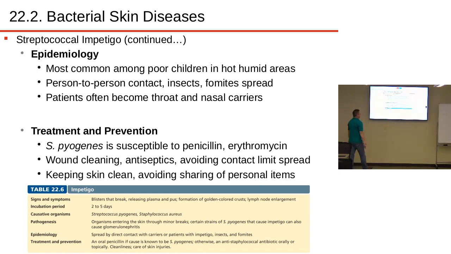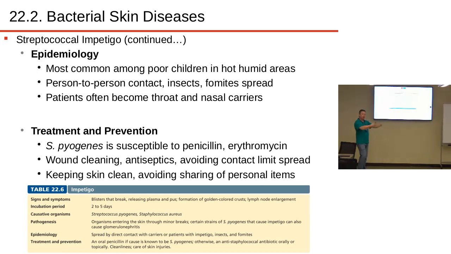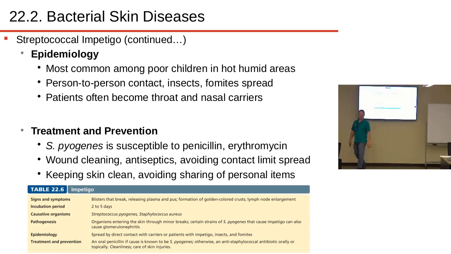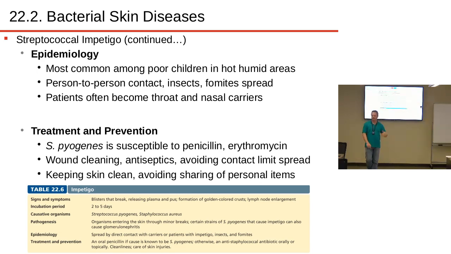Patients often become throat and nasal carriers. In this case, again, pyogenes is a part of the normal microbiota, so it's not surprising that we can also find it on the patient months or years later as part of their normal microbiota. So treatment: luckily, pyogenes is a wuss bacteria. It's easily wiped out by penicillin and erythromycin, so it doesn't require much more than a Z-Pak to get it to clear.